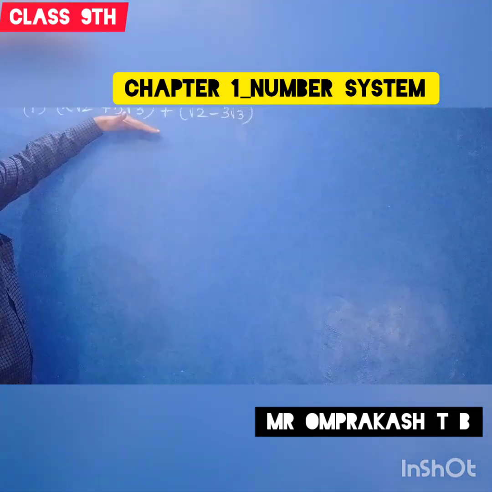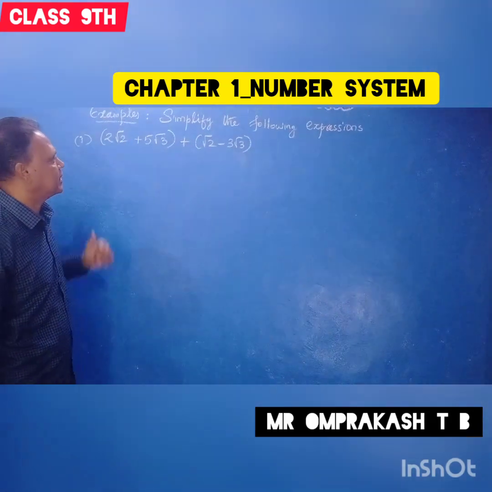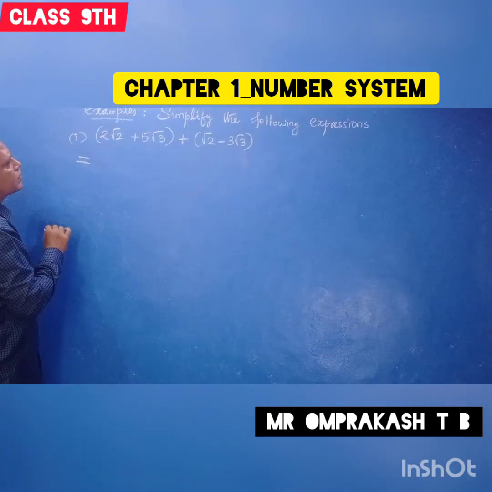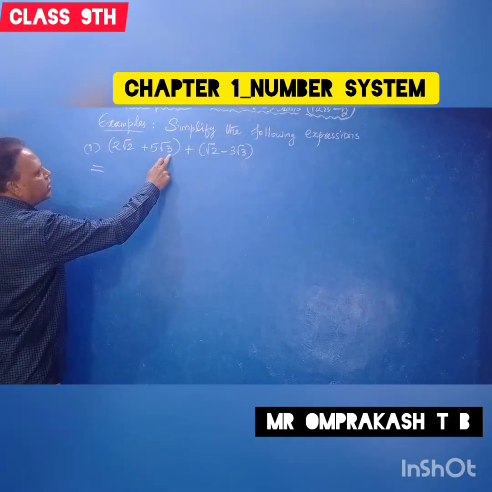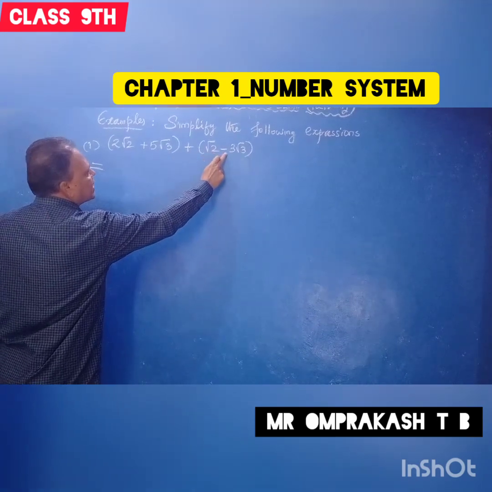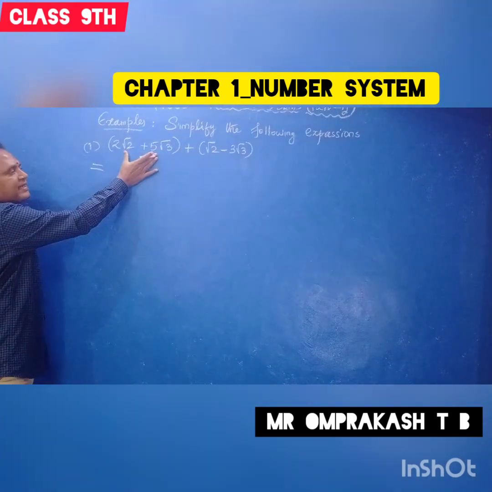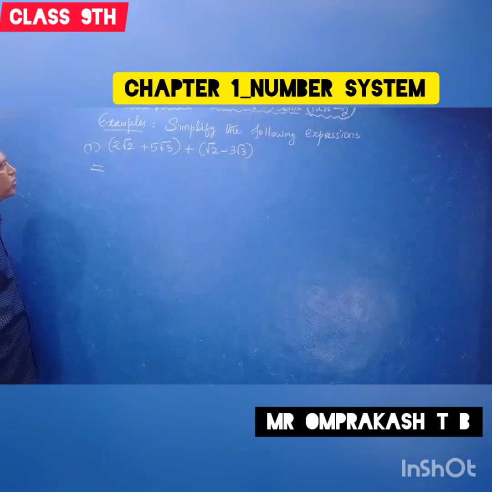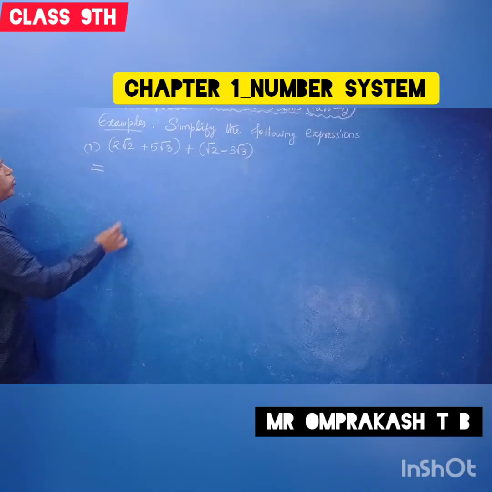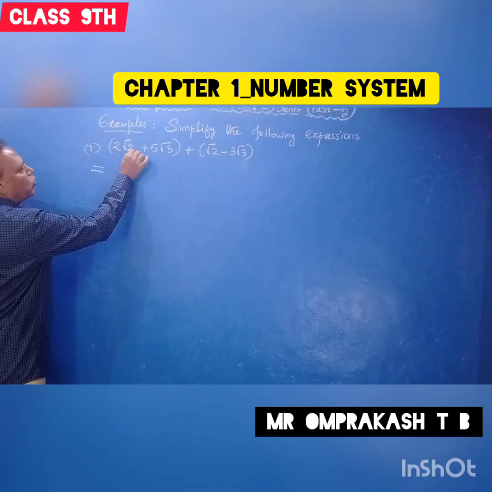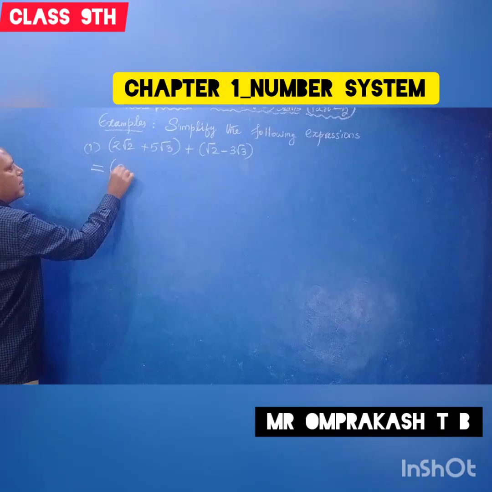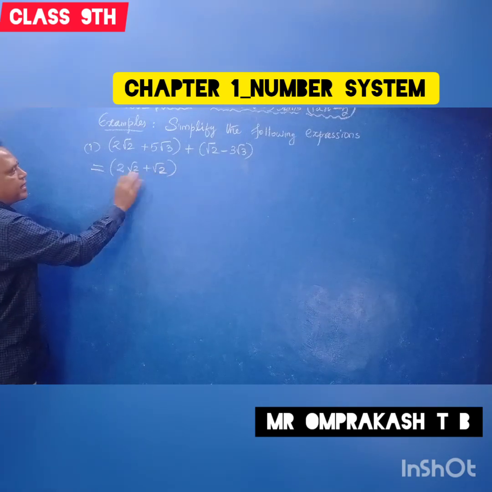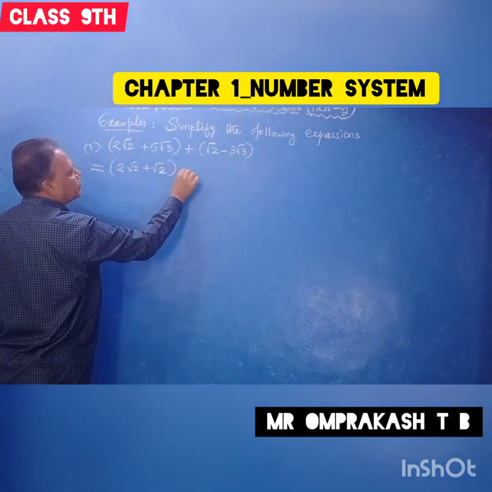Simplify the following expression. Clear? This is just like an expression. You see how to simplify: 2 root 2 plus 5 root 3 plus root 2 minus root 3. That means this is one irrational number. This is also irrational. Both are being added. Clear? How to add means, you see here 2 root 2, here root 2 there. You group it, just like like terms, you group it. These two are like terms, group it. Plus here root 3 like terms, so group it.